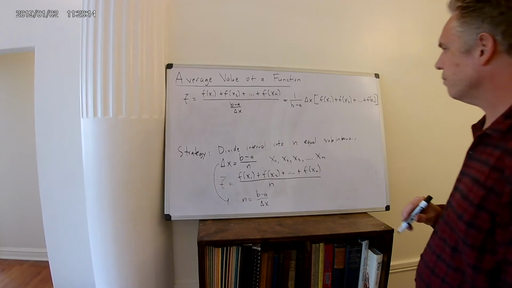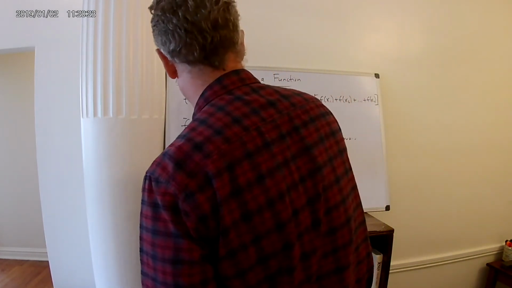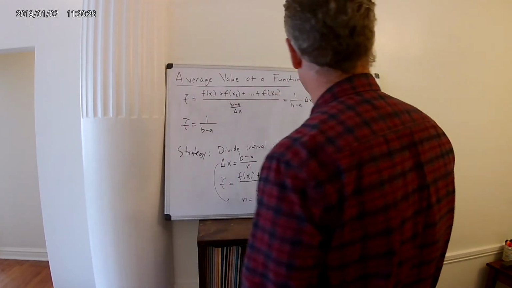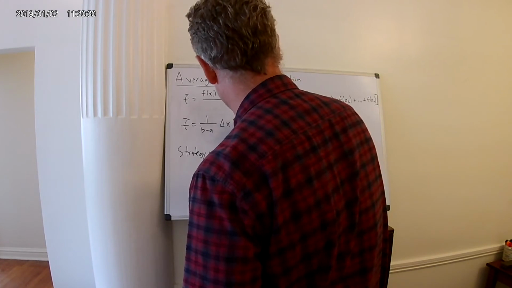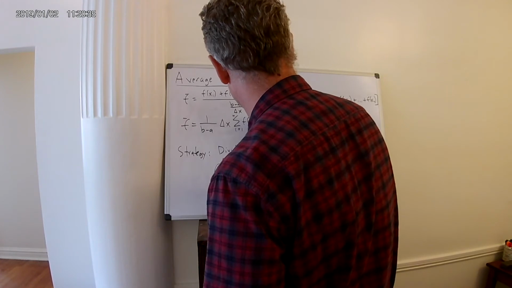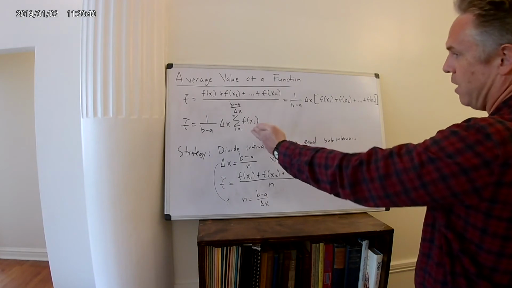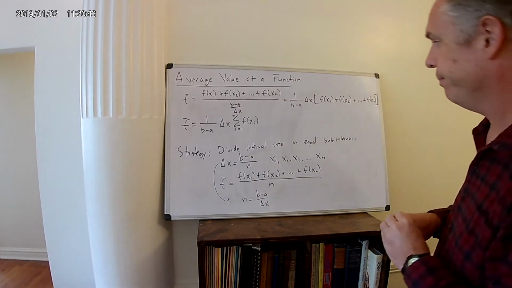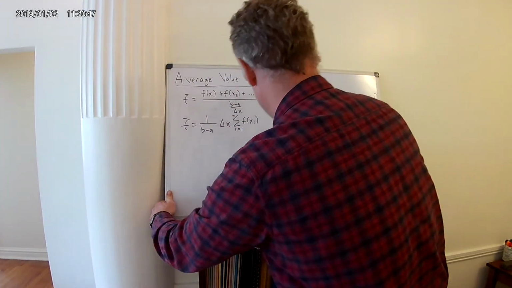Now we can write this in shorthand. Instead of writing out the sum, I'm going to use a summation sign. So now I have the average value of my function equals 1 over b minus a times delta x times the sum from i equals 1 to n of f of x sub i. Let me erase what's down here. We're almost to our formula.